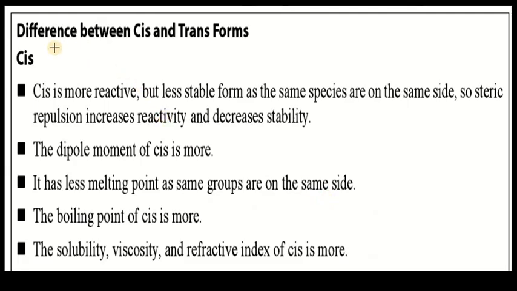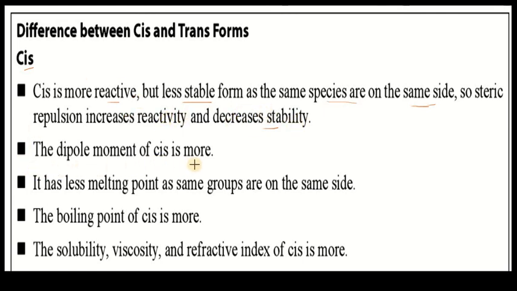Next, what is the difference between cis and trans forms? Cis is more reactive but less stable. What is the reason? The same species are on the same side, so steric repulsion increases reactivity and decreases stability.